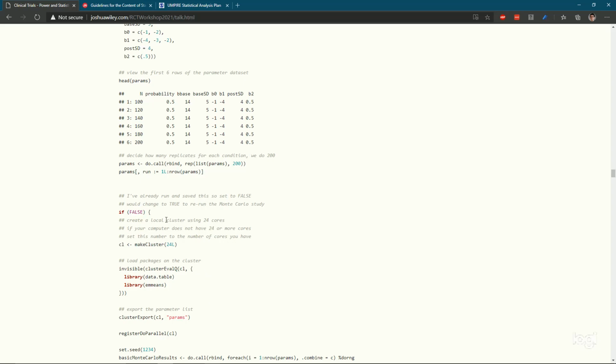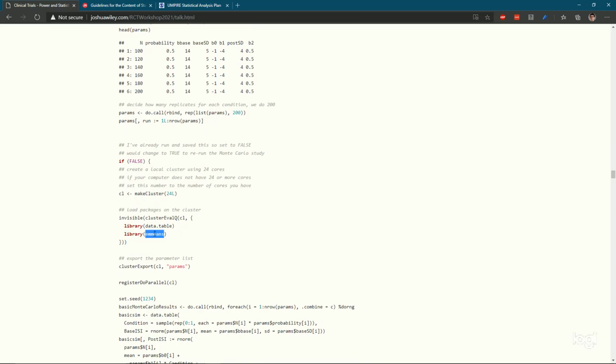To speed things up, I'm using a local cluster. This will help me take advantage of multiple cores on my computer. I'm using 24 cores here. If your computer doesn't have 24 or more cores, you want to set this to the maximum number of cores you have or something lower. Then on this cluster, which is called cl, I'm loading the packages. clusterEvalQ lets me run specific code on that cluster. So I'm loading the specific packages I need just for this Monte Carlo. It's not all the packages I'm using in this talk. It's just the ones I need to generate these Monte Carlo data sets.